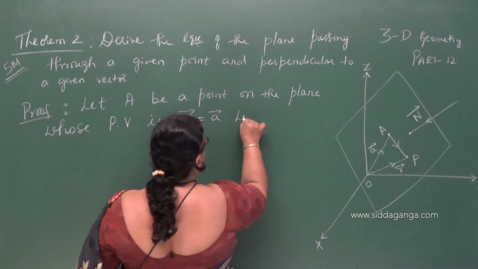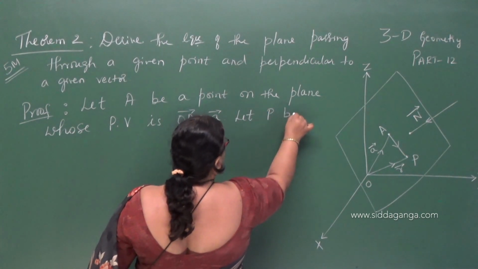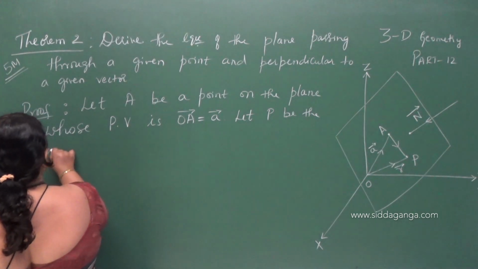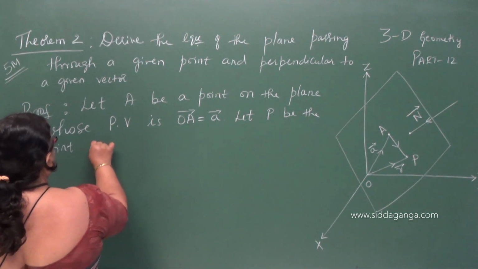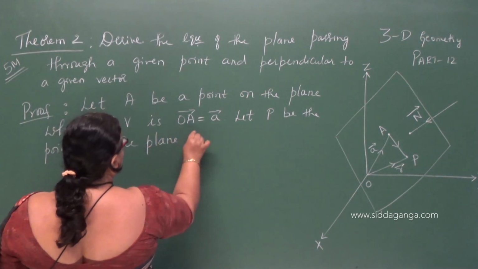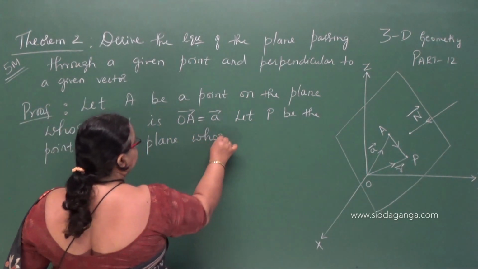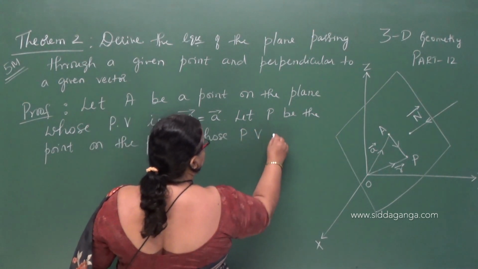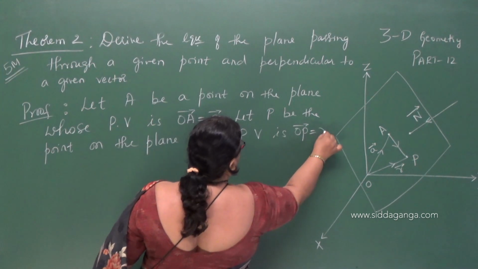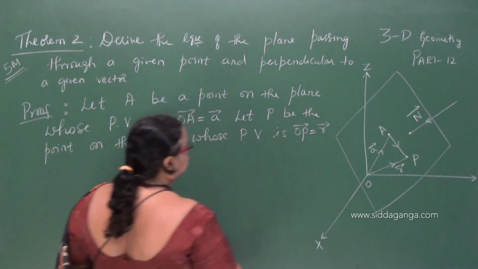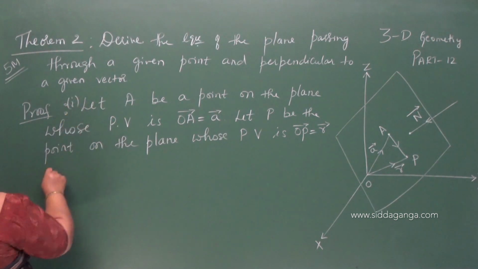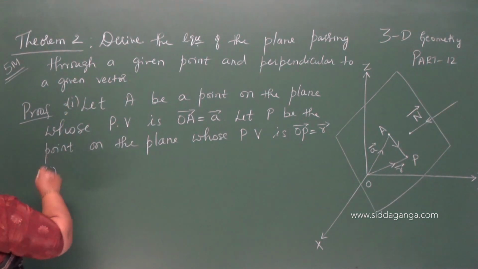Let P be the point on the plane whose position vector is vector OP equal to vector r. Now this is the first point. Write it this way, and then it seems easy to memorize.